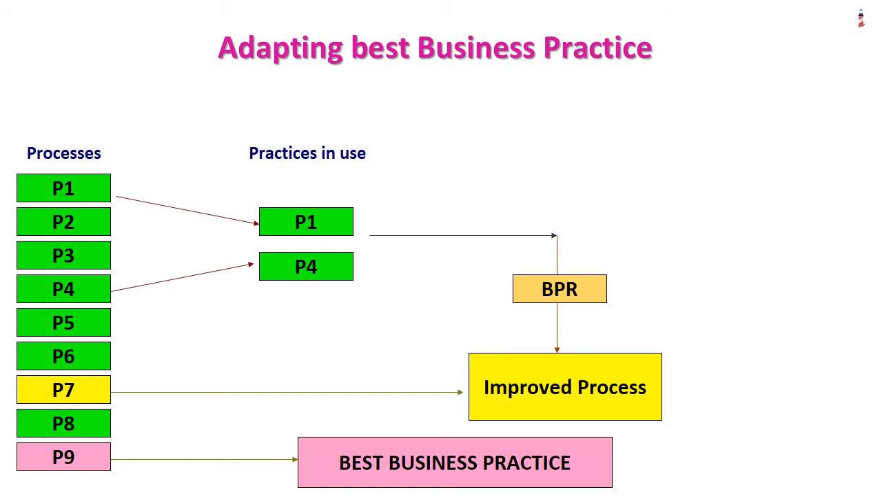Let us see this example. There are 9 different ways a process may be carried out. This user uses both processes P1 and P4. After doing the BPR, they realize that P7 is better. I'd like to change the working to P7.